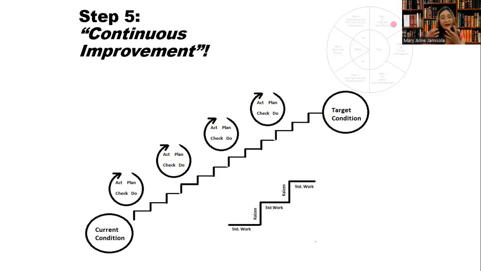Like for example, when you are new to work and your salary, let's say, is 20,000, and after a year it was raised to 25,000. So that one is an improvement. And then after a few months, it remained at 25,000. So 25,000 will be your new normal. Then your expenses, your lifestyle, and your habits will adjust to that new normal, and then you have to strive again for another improvement. So Kaizen, standard, improve, until you reach your target condition.